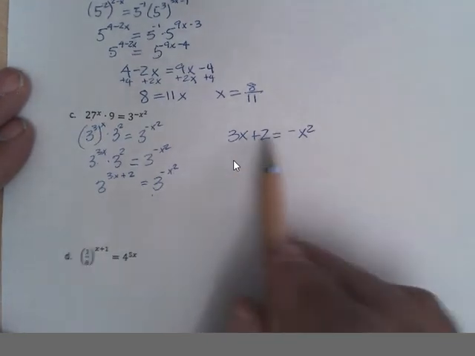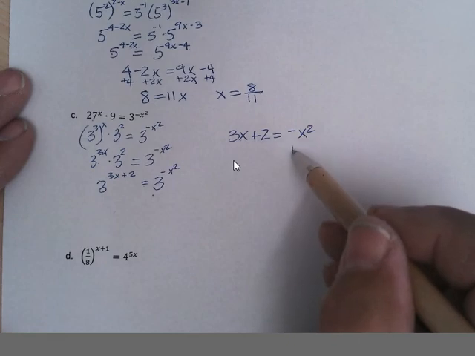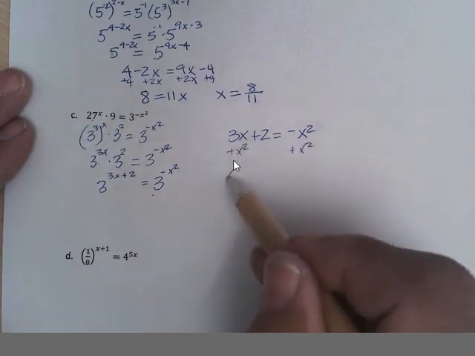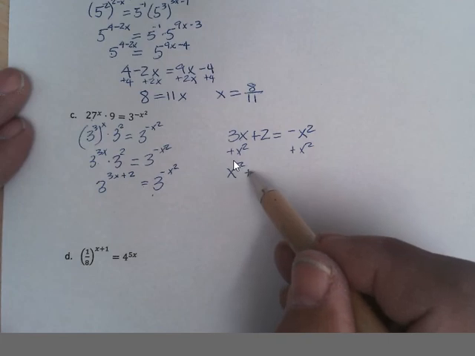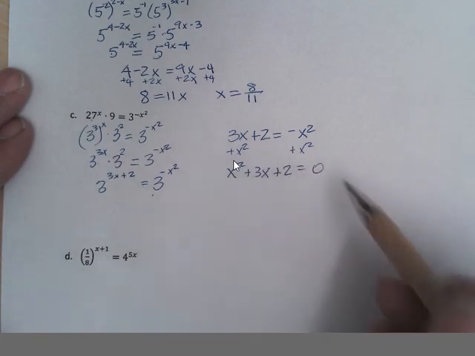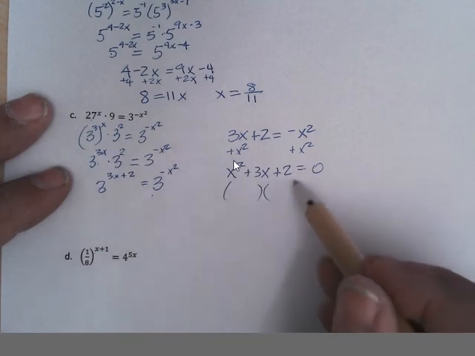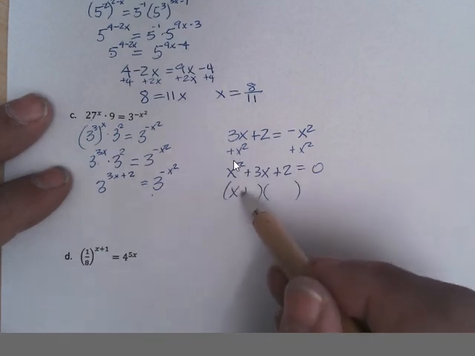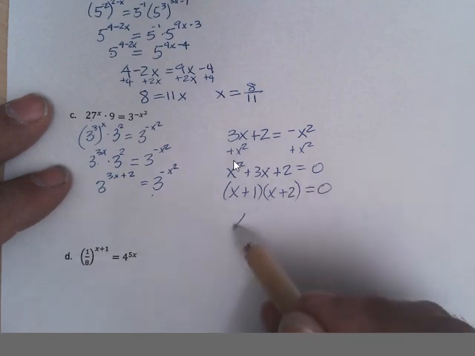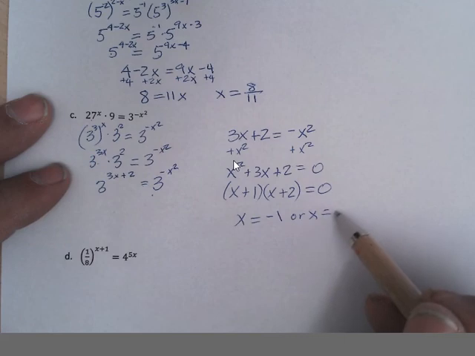When we have squareds and x's, we want to set it equal to 0, so I'm going to add x squared to both sides. And I get a quadratic, x squared plus 3x plus 2 equals 0. Use the quadratic formula or factor. So x must equal negative 1 or x equals negative 2.